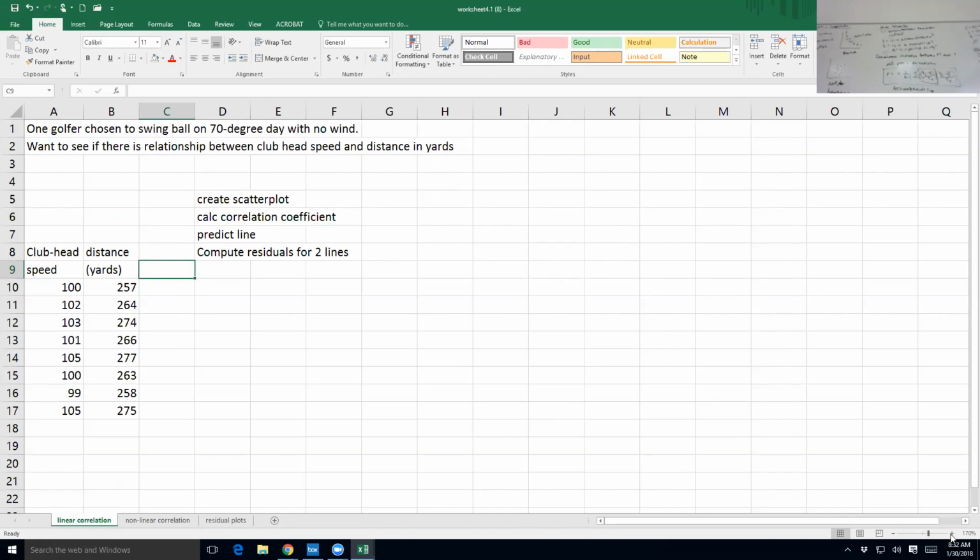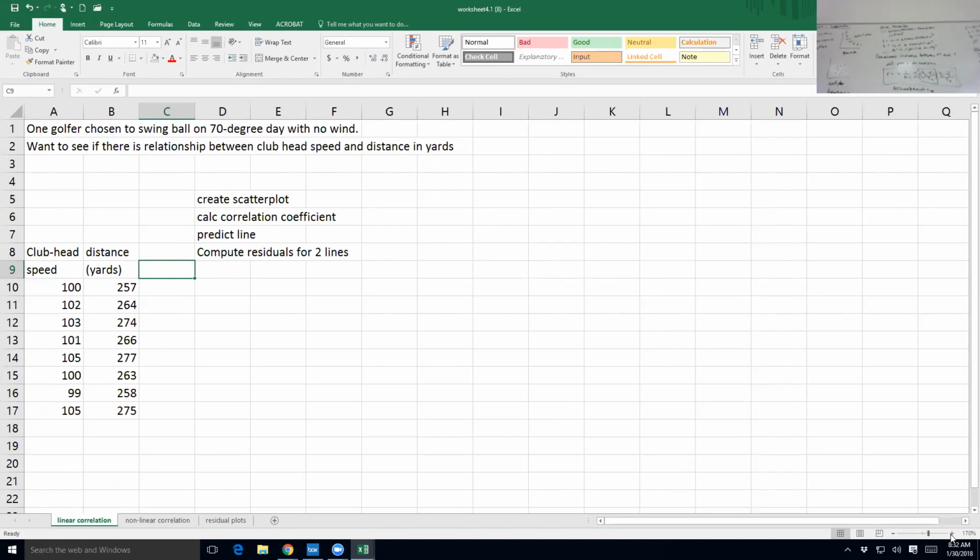If I asked you if you thought your age was correlated with your grade, do you think that would be a strong correlation or a weak correlation or no correlation? What's that? No correlation. Probably no correlation, right? Okay, but yes, in this case, we'd probably think the faster I swing, the farther the ball will go, right?